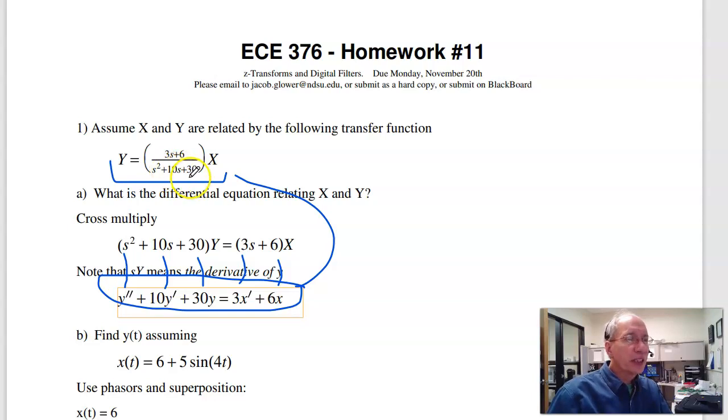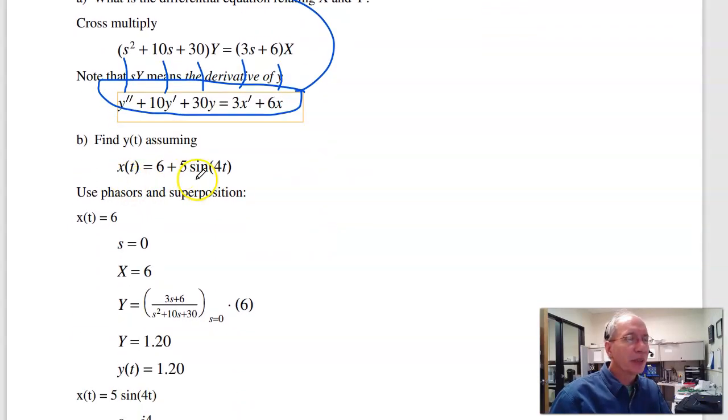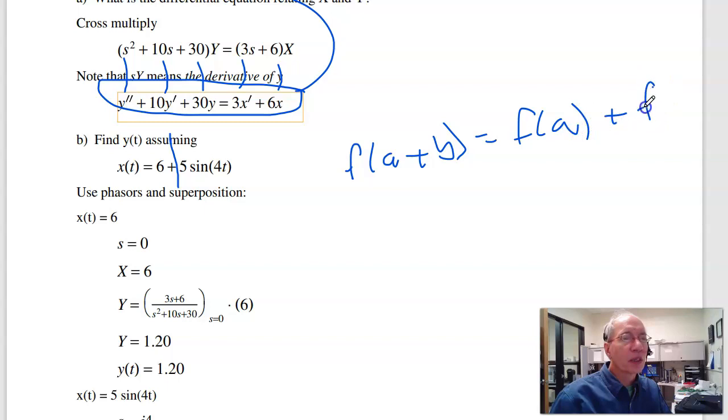The reason we do that is it makes analysis when you have sinusoidal inputs much easier. So for example, if my input is 6 plus 5 sine 4t, use superposition. Treat that as two separate problems. What superposition says is for linear systems, f of a plus b is equal to f of a plus f of b. You can treat this as two separate problems. The input is 6, the input is 5 sine 4t. Solve those separately, add them up, I get the total answer.